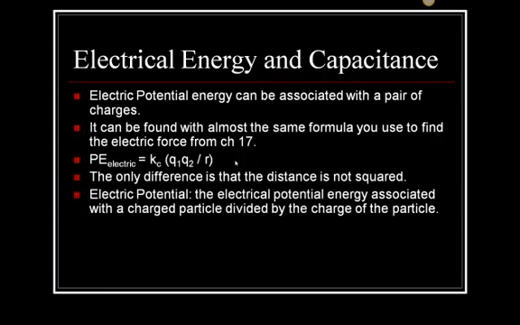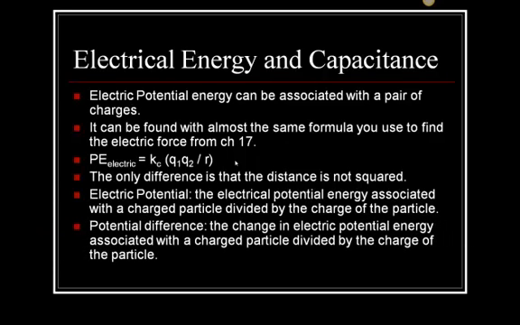Electric potential is something we come back to over and over again. This is the electric potential energy associated with a charged particle divided by the charge of the particle. And this potential difference is the main one, the real one that we're going to work with in chapters 19 and 20 over and over again. This is basically your voltage. Potential difference is voltage. It's the same as electric potential with a little bit of difference. It's the change in electric potential, where electric potential is just the electric potential energy associated with a charged particle divided by the charge of the particle. So this would have the triangle in front of it.